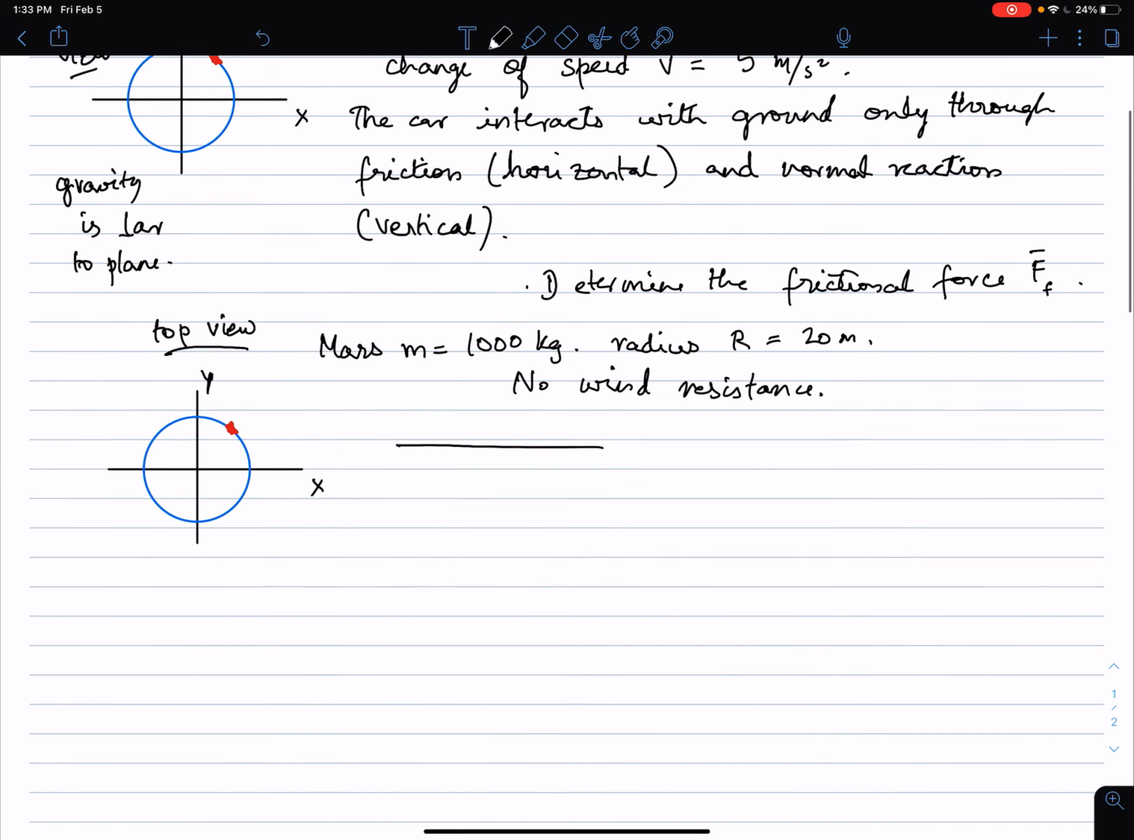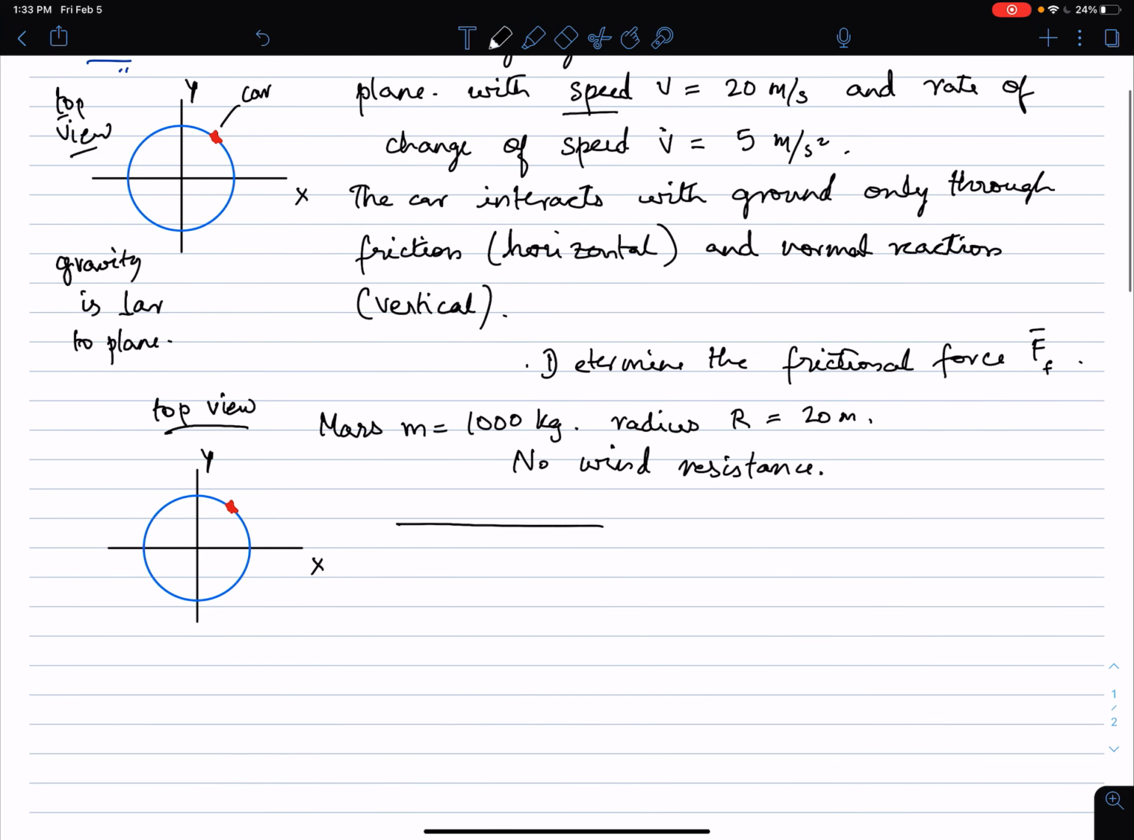So how do you solve this problem? First of all, what is the free body diagram for this problem? Okay, in the top view, what are the forces? Perpendicular to the top view, sort of into the ground, is gravity, and then opposing gravity is the normal reaction. But those forces do not appear in this horizontal plane picture or the top view because they're perpendicular to this picture.